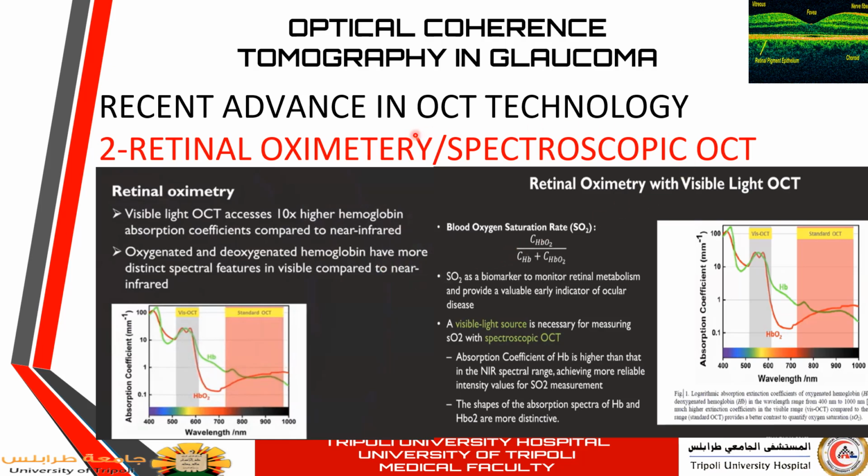So using this spectroscopic OCT, we can have an idea about the oxygen saturation of the tissue, especially the ganglion cells, which is very important for us, and it gives you an idea about the metabolism of that tissue and this layer. And they found that it is related to the degree of damage in glaucoma patients. So the oxygen saturation reflects the degree of metabolism, which is in turn related to the degree of damage of the ganglion cells. This is another new modality using the visible light OCT, named retinal oximetry.